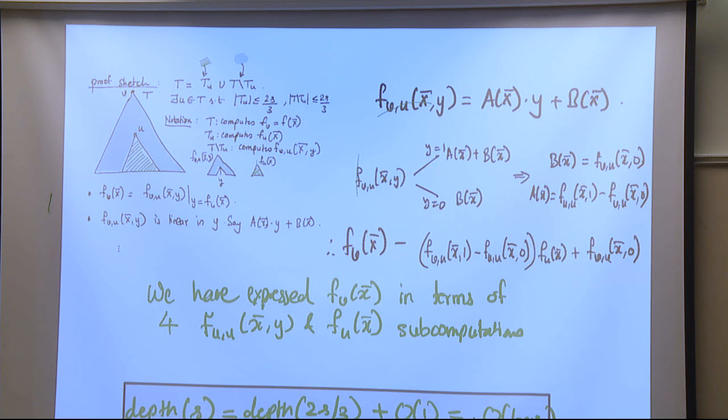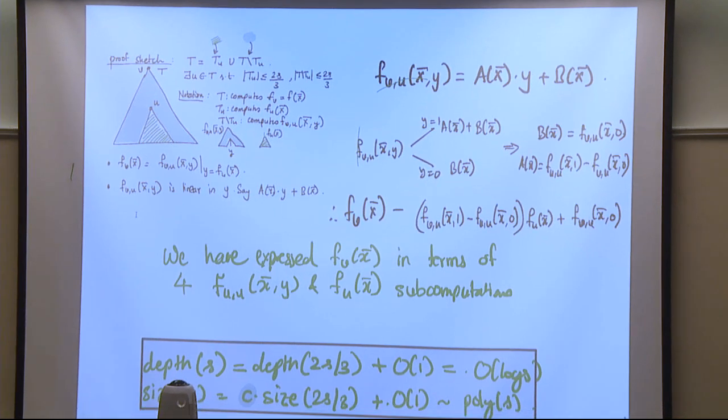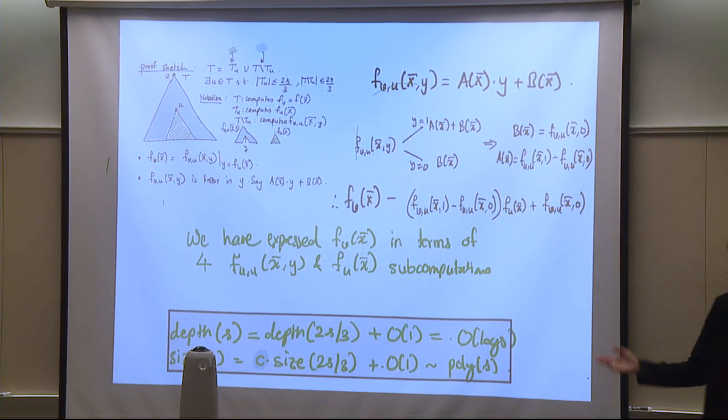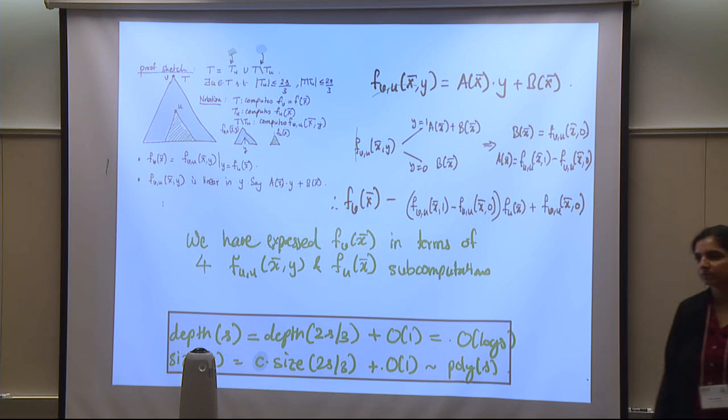So the recursion is: depth(s) is depth(2s/3) plus order 1, and size is some 4 times the size of the smaller things plus order 1. Very simple, very interesting, and good to know.